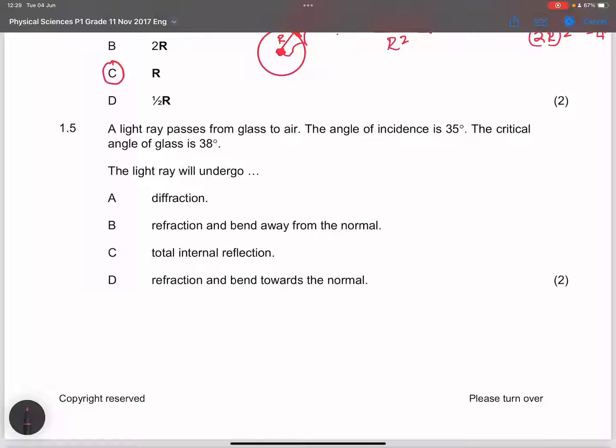Now notice this, we're going to be using Snell's law here, right? So what's going to happen? We have light that is incident. So at the end of the day, we know that it will refract, right? And it will bend away from the normal, right? So in this case, we're going to have B as our answer right there.